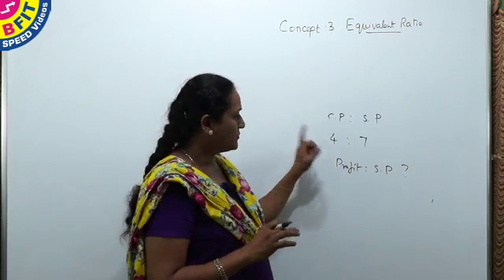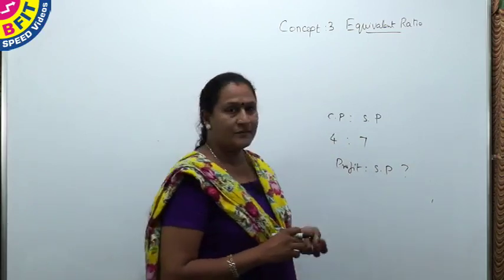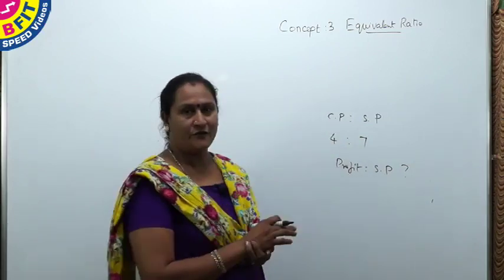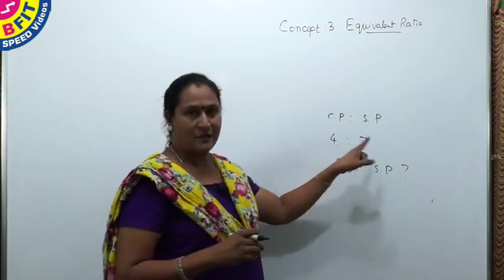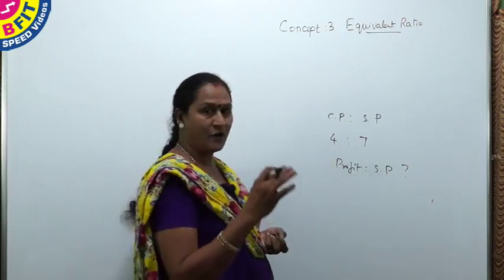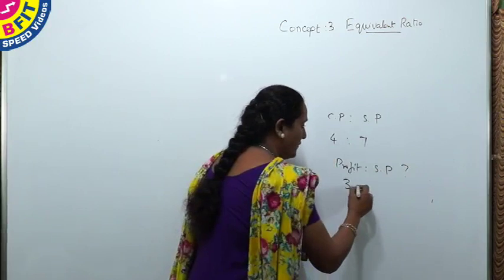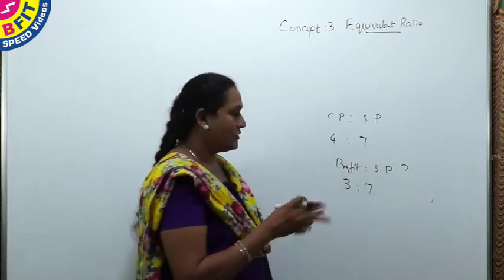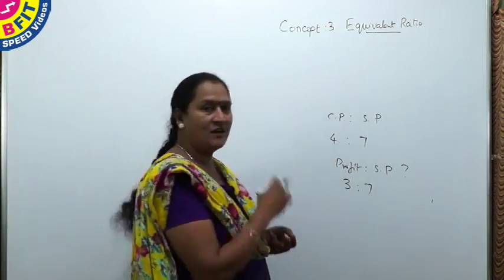So assume that cost price is 4 rupees, selling price is 7 rupees. Now what is the profit here? The difference between selling price and cost price is the profit. So 3 parts is the profit, selling price is 7. So seeing the question itself, you can give the answer.